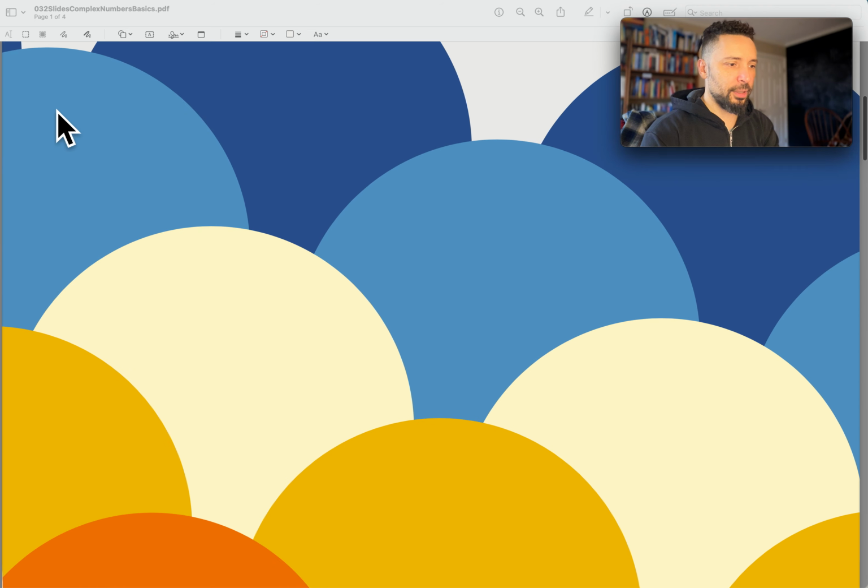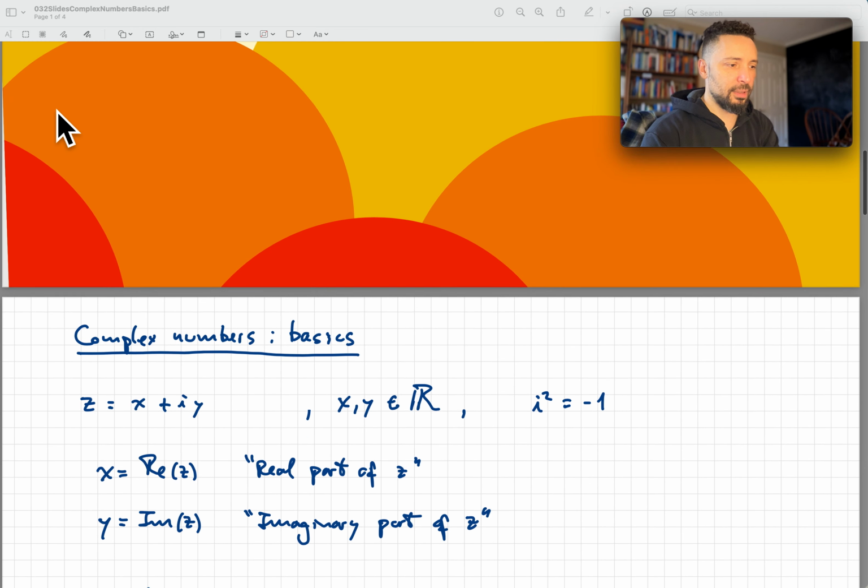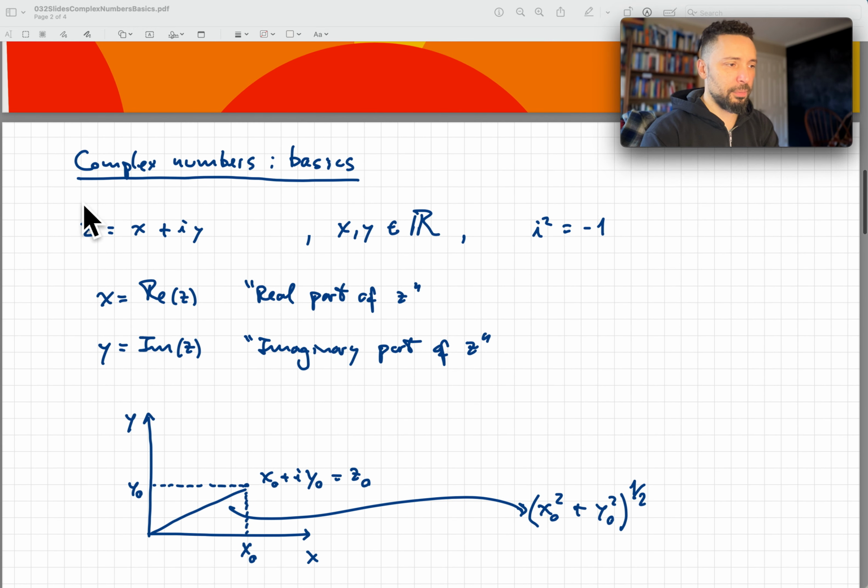Today we're going to talk about the basics of complex numbers. So complex numbers are numbers of the form z equals x plus iy, where x and y are real numbers and i is the imaginary unit, such that i squared is -1.